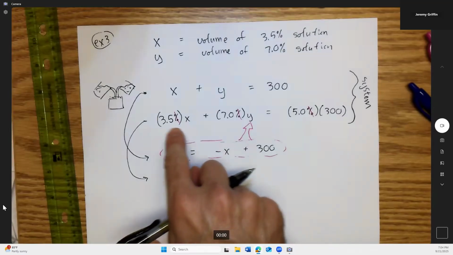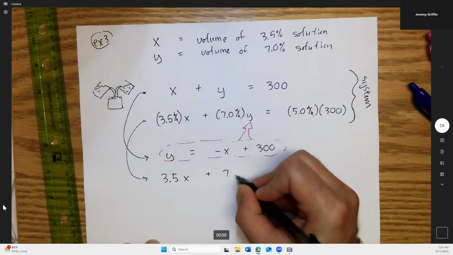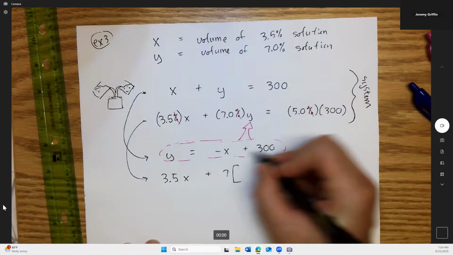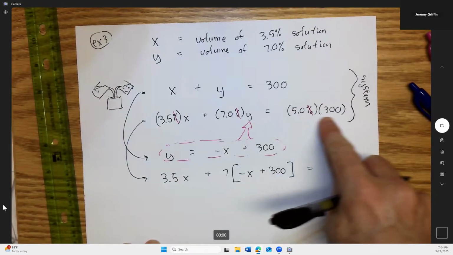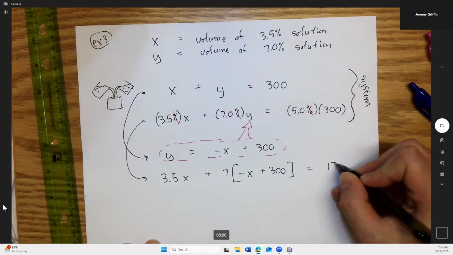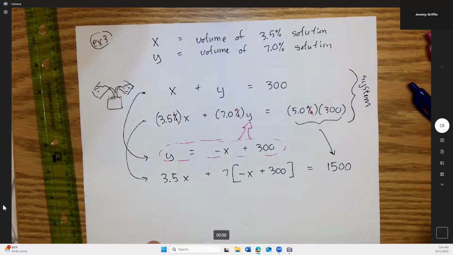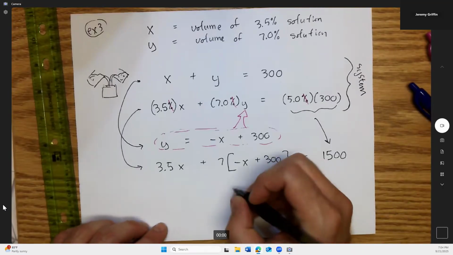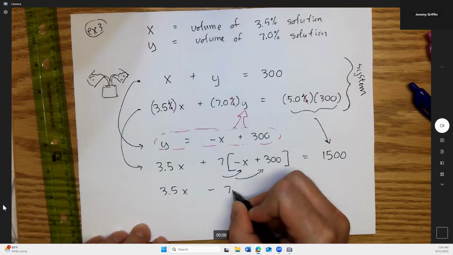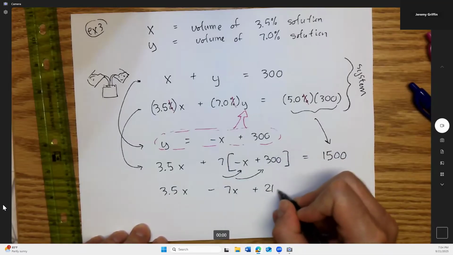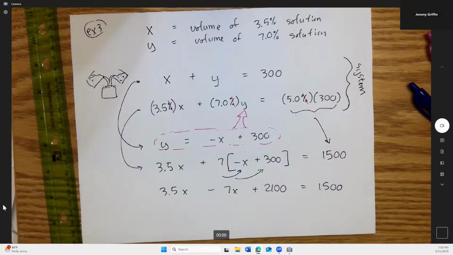That's going to look like, here, I'll just drop the percent, so it's 3.5x, because it'll all work out the same, plus 7 times, and instead of y, I'm going to say this expression right here, negative x plus 300, or 300 minus x, that's okay too, equals, I can just multiply this out, 5 times 3 is 15, and then 0, 0, I think that's right, right? So this bit just became that right there. All right, I think we are looking pretty good so far. And we go ahead and distribute the 7 right here. So it's 3.5x minus 7x plus 7 times 3 is 2100 equals 1500. Okay, so far so good.